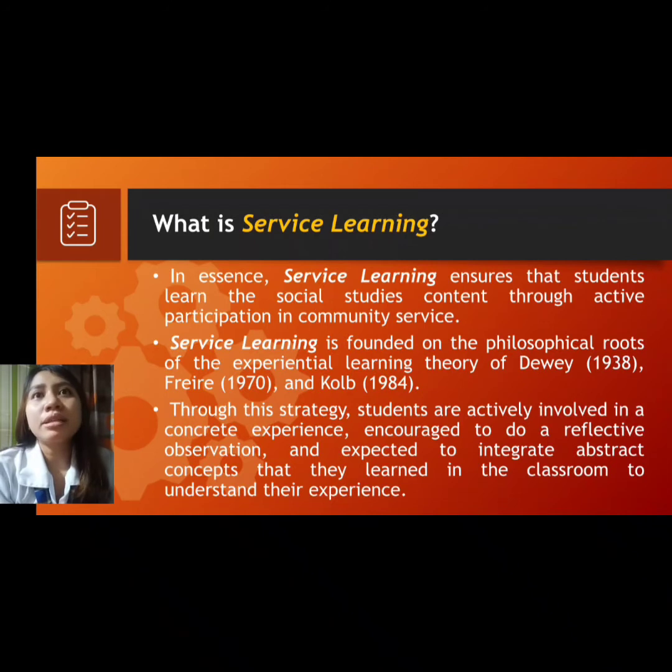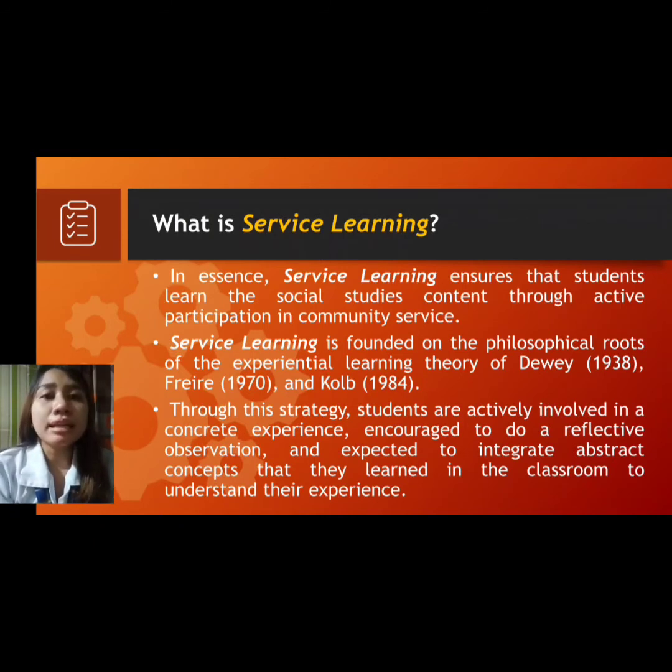So, pag na-experience ng mga bata yung actual na action or di kaya yung actual na pag-accomplish ng ganitong project, so, sa kanilang sarili, nalalaman nila mismo or natututuhan nila yung iba't ibang bagay. So, through this strategy, students are actively involved in a concrete experience, encouraged to do a reflective observation and expected to integrate abstract concepts that they learn in the classroom to understand their experiences.